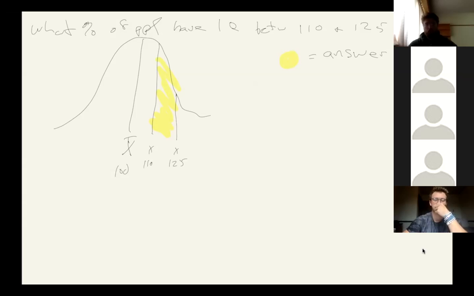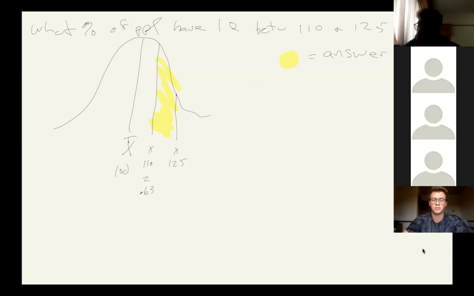So 110 should be really easy to get, by the way, because don't forget, we have 90. It's a symmetrical curve, 10 points away from the mean in either direction should give us the same z-score in reverse. So the z for 90 was negative 0.63, and the z for 110 should be 0.63. You can go ahead and do the math, but it's basically already done in your notes.